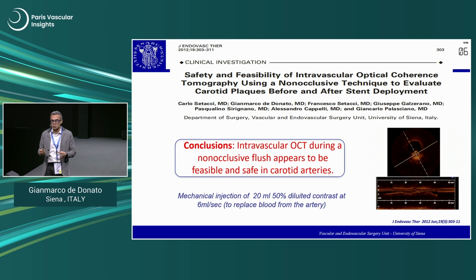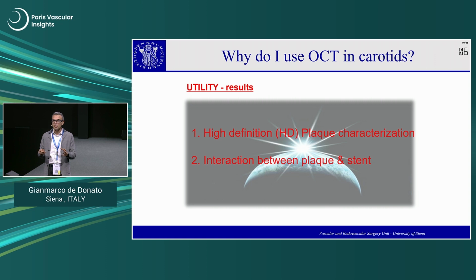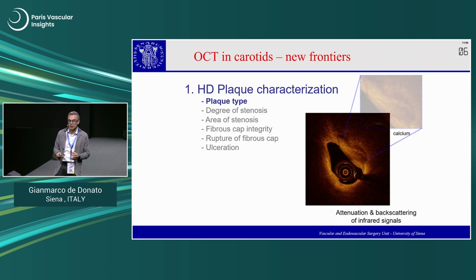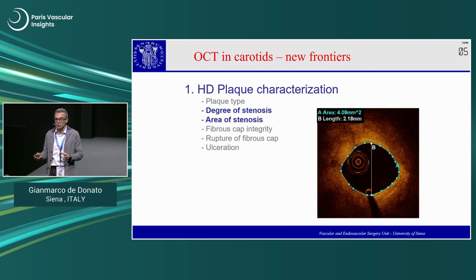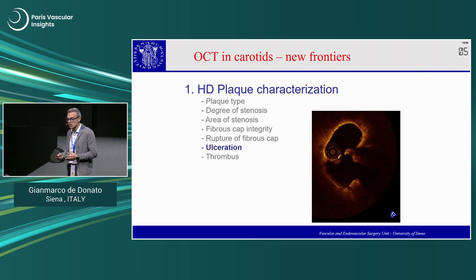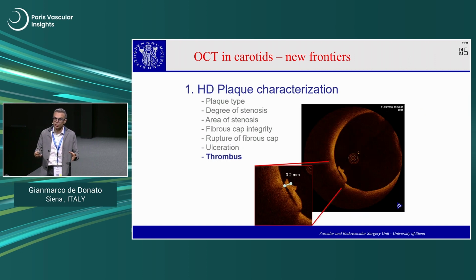This is very well known in the coronary field, and it offers images at nearly histological resolutions. Back in 2012, we were able to set a protocol to use this technology in carotids. With a non-occlusive flushing of the carotids, we were able to gain a lot of information. That was a very nice tool to understand plaque characterization. You can see the plaque type regarding the calcium, the attenuation, the backscattering of the infrared signals. As well, you can calculate the degree of stenosis, the areas of stenosis, the ulceration, the surface of your plaque, the presence or not of thrombus.